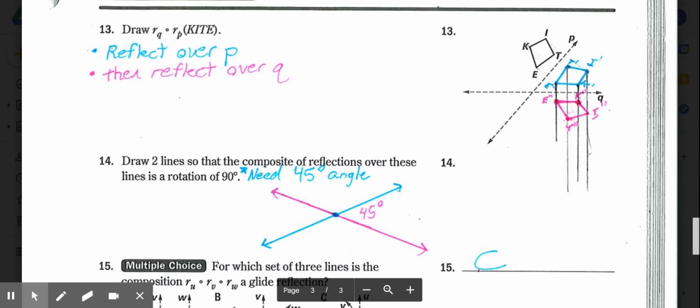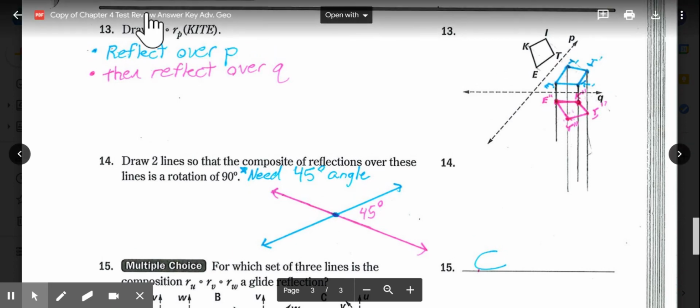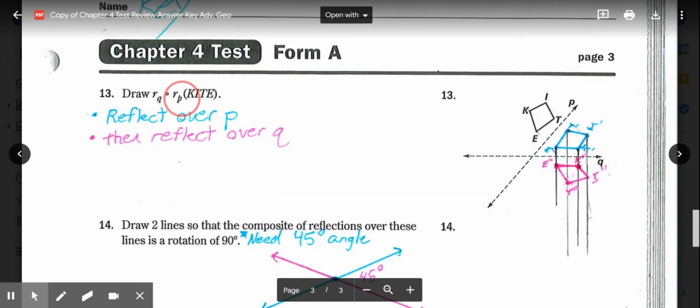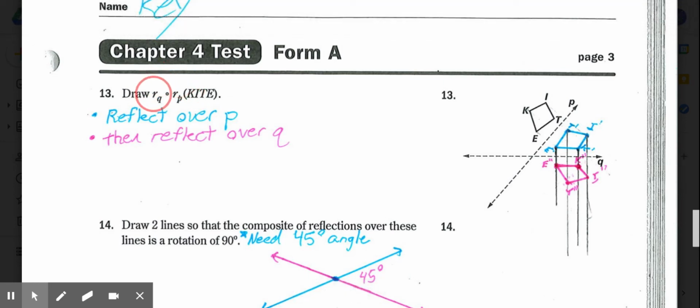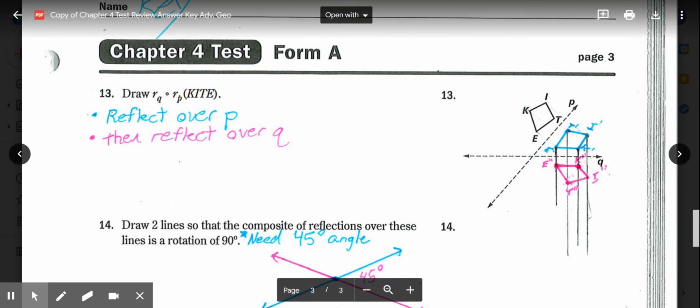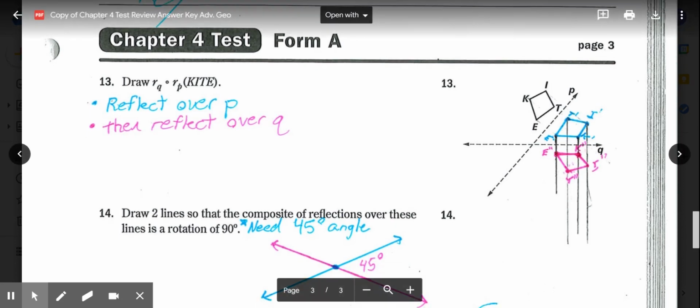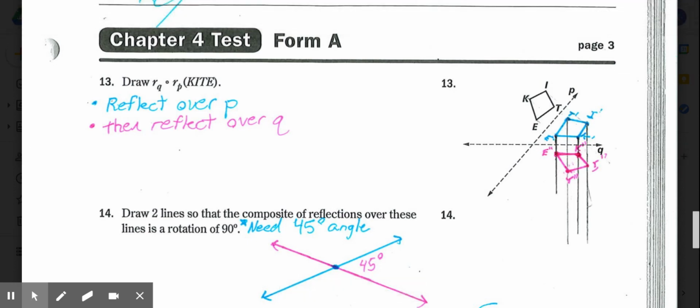In 13, they want us to take the kite, K-I-T-E, reflect it over P, and then reflect that over Q. So K-I-T-E first gets reflected over P, which gives me this blue K prime, I prime, T prime, E prime. Then that blue one gets reflected over Q to give me my final image, K double prime, I double prime, T double prime, E double prime. So a series of 2 reflections.